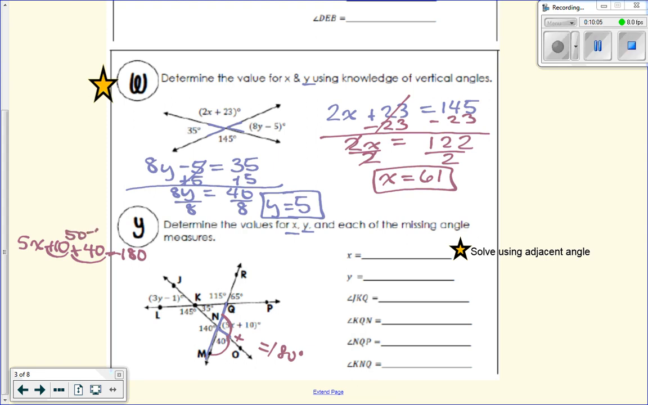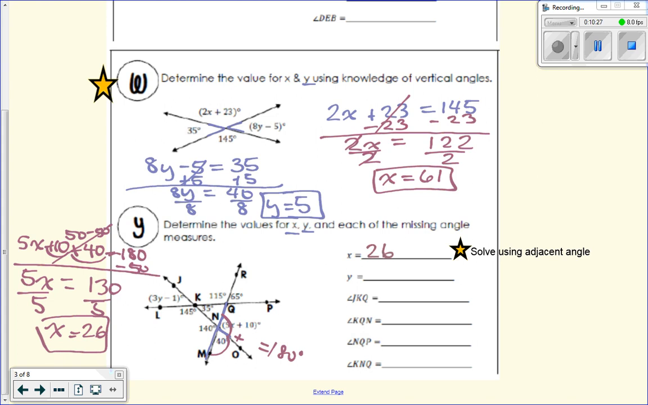And then we can subtract 50 on both sides. That creates a 0 here, so we're left with 5x equals 130. Divide by 5, and you get x equals 26. So we're good with that? Okay, with your table, using adjacent angles, I want you to solve for y.